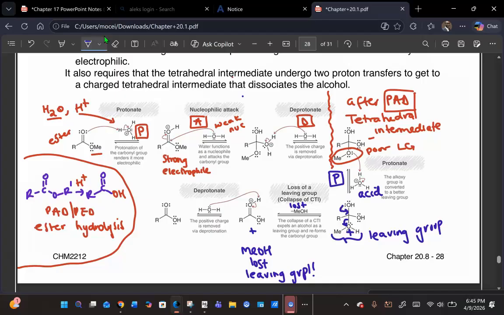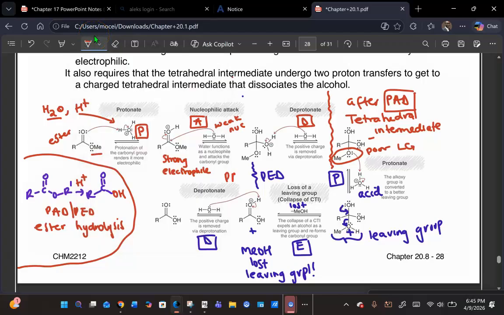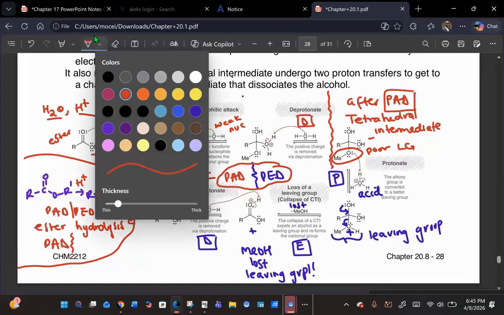And then this is an E step, we say, because it's elimination. And then you remove the extra hydrogen, as we said before. Okay. So yeah, the mechanism for sure went PADPED, if you'd call it that. So anytime you're doing ester hydrolysis, expect it to go PAD in acidic medium though. In basic medium there's no protonation.